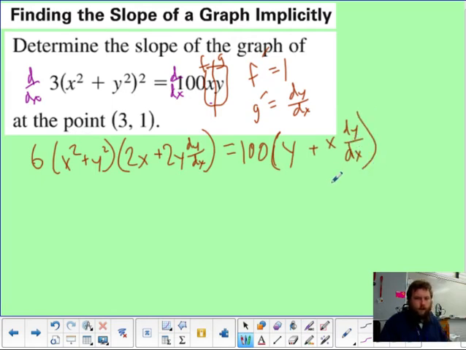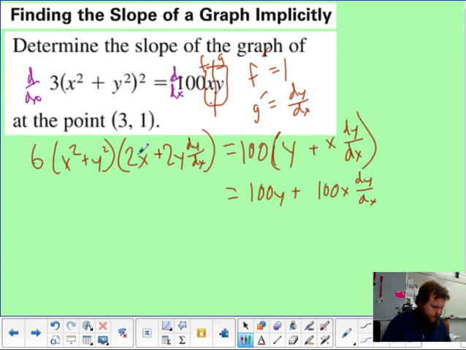Okay, and I have to rearrange this. This is where it gets fun, right? So distributing that 100, I get 100y plus 100x dy/dx. And distributing this mess over here, which is also fun, I'm going to actually factor this 2 right here, 2x and 2y. You can pull out a 2 from both of those, and times the 6 will be 12.